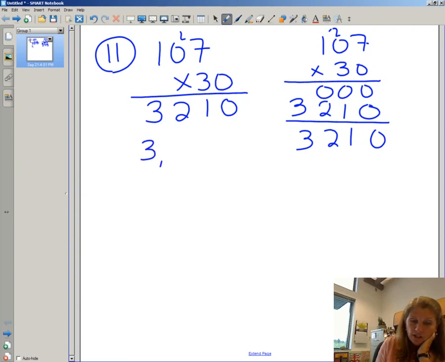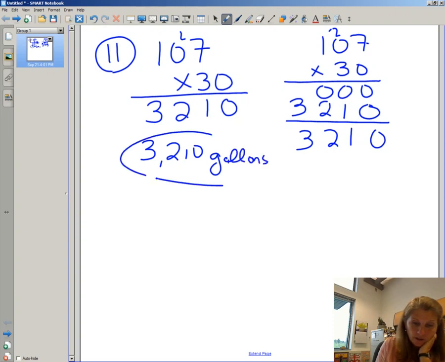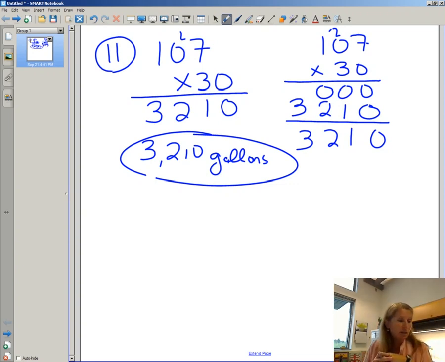It's nice to use units. So my final answer, 3,210 gallons. That's the final answer. I would like you to use units. I didn't put on there that you have to put units on to get credit. Ask your instructor if they are going to require units. Different people have different ideas about that, so we'll leave that up to your instructor. I'm going to put units on it because I think it's a good idea to do it.